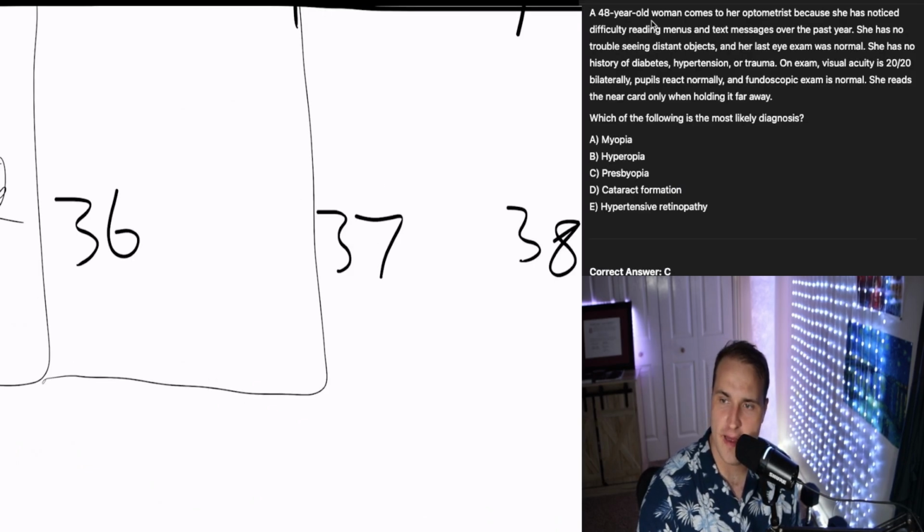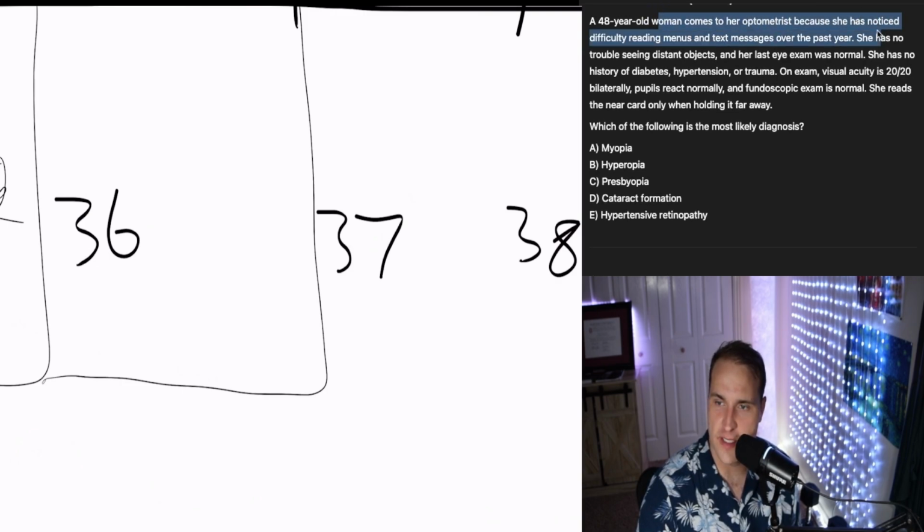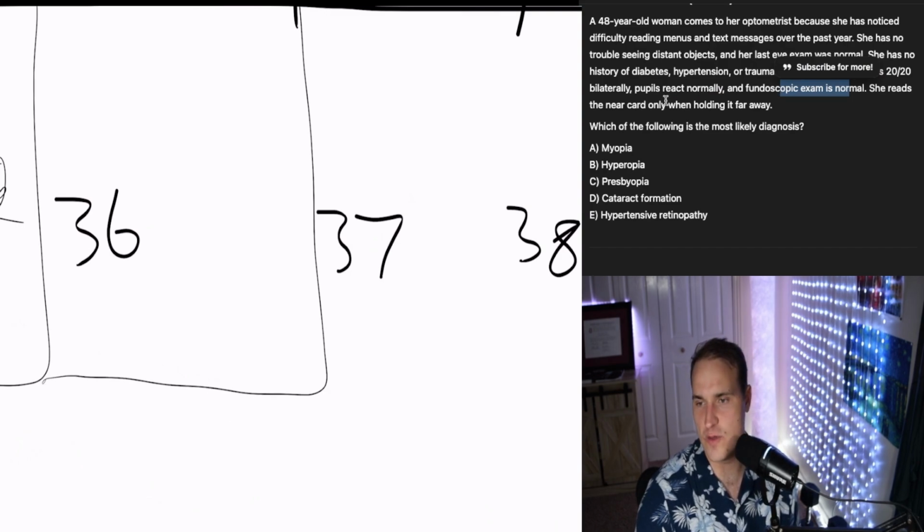Next, we have a 48-year-old woman coming to our optometrist because she's noticed difficulty reading the menus. She has no trouble seeing distant objects, and her last eye exam was normal. And whoa, visual acuity is 20/20. Pupil's normal. Fundoscopic exam is normal, and she reads a near card only when holding it farther away.